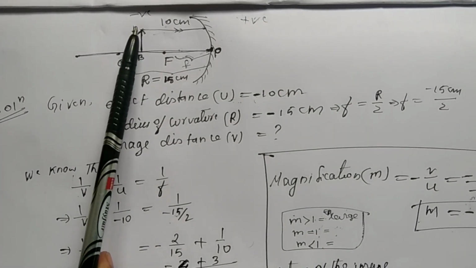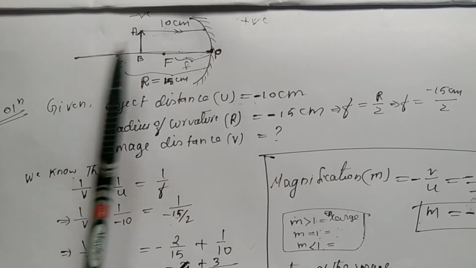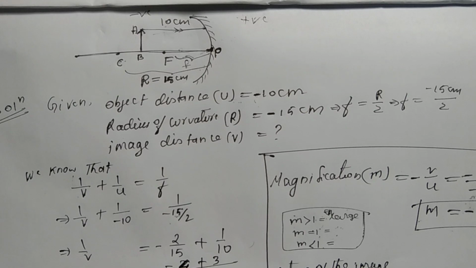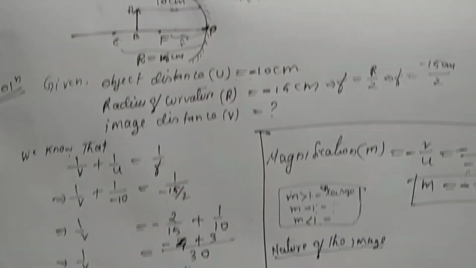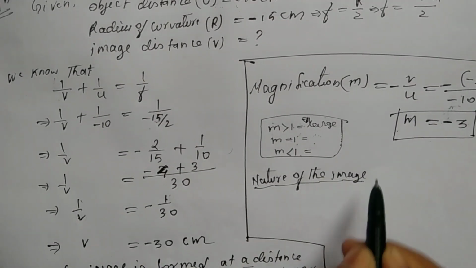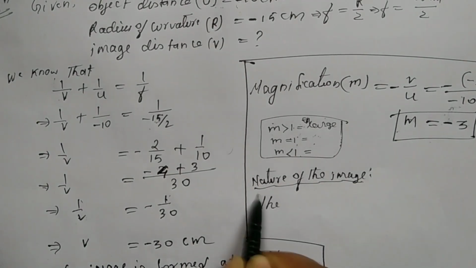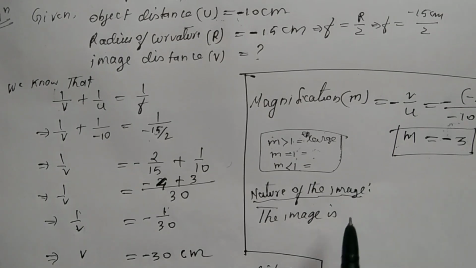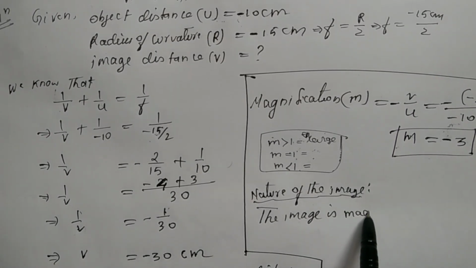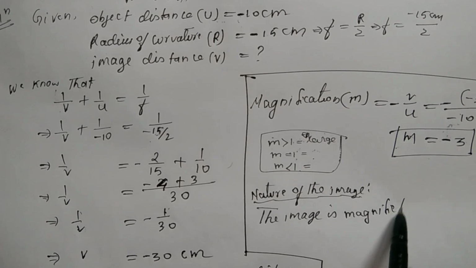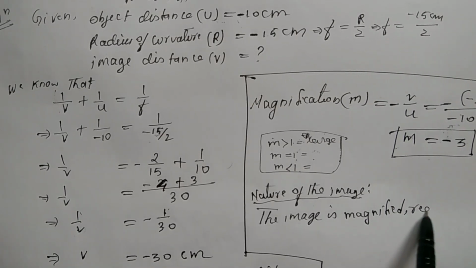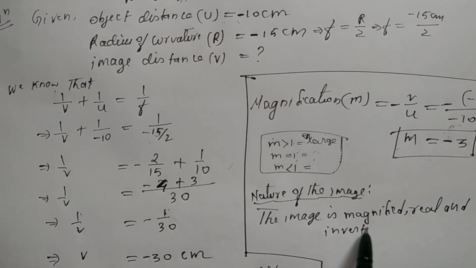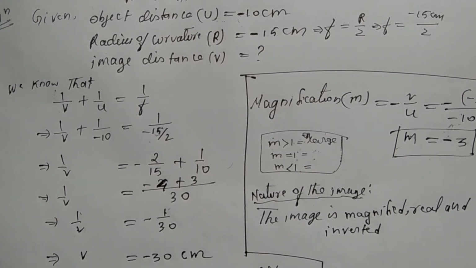This is the object's head and this is the tail. Inverted means what? It is tail to head, right? So here we can write the nature of the image. The image is magnified or large. The image is magnified, real and inverted. Got my point? Real and inverted, right?